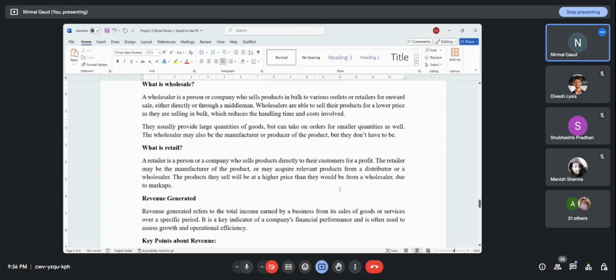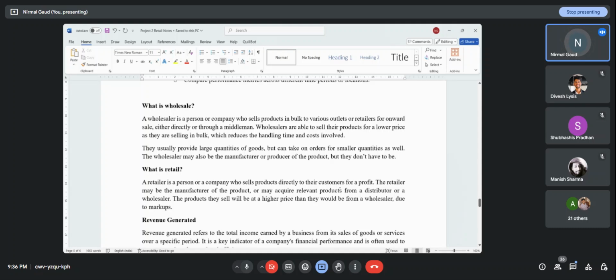You have a feature that is wholesale, and a wholesaler is a person or a company who sells the products. Ultimately, retail is the selling of products to the consumer. There are different modes, and wholesale is one of them. They sell the products to various outlets, to various retailers, and later on retailers sell to the customers or the consumers. There can be a middleman, or there could be direct selling also in wholesale. It's not mandatory.